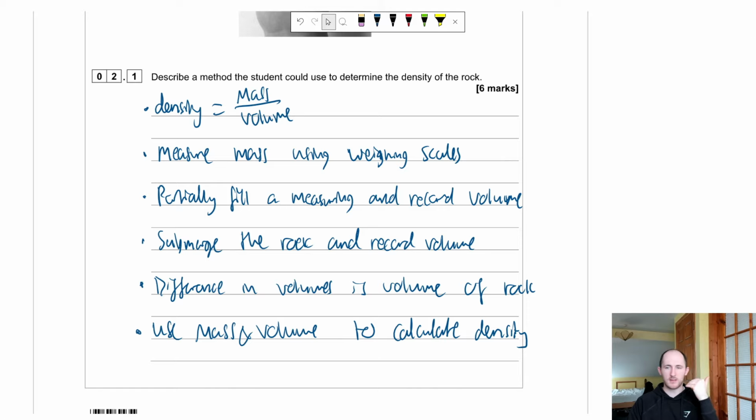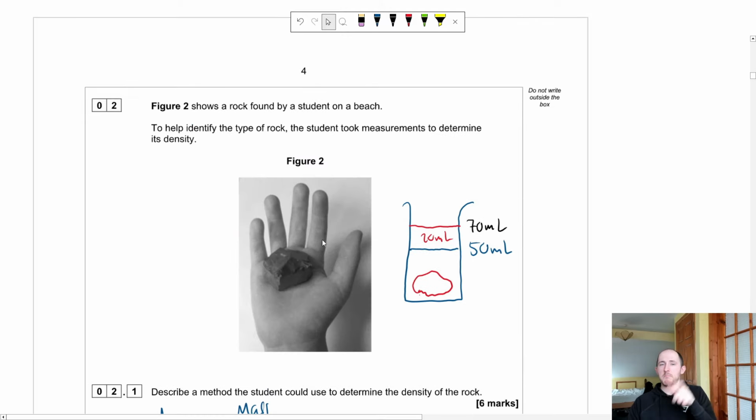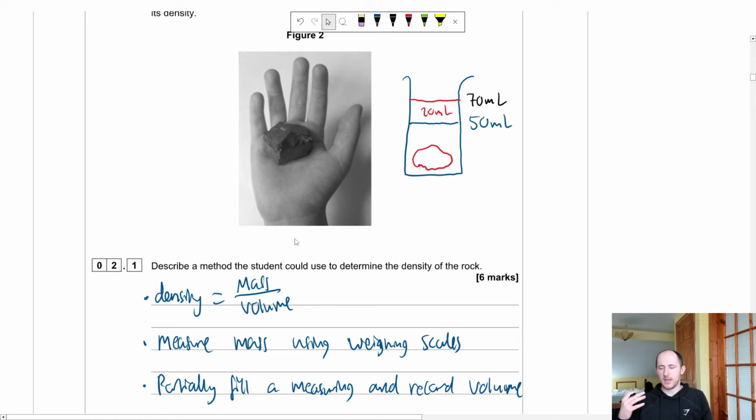The submerging method works with everything. The measuring method only works if it's a normal geometric shape, like a cylinder or a cube or a sphere or something along those lines. So there's no harm in doing this method for literally any volume.